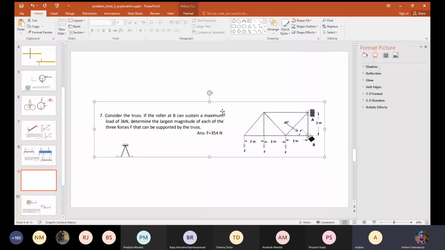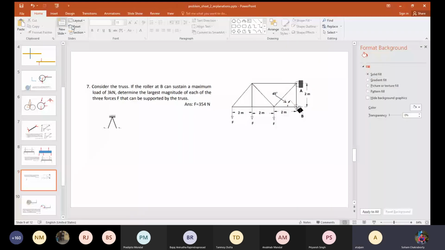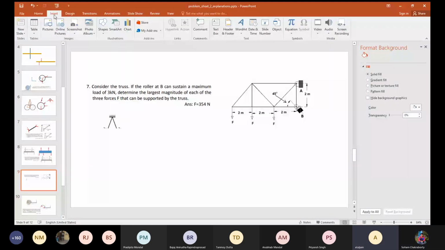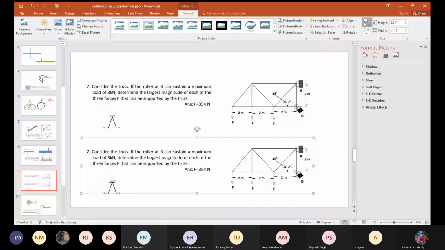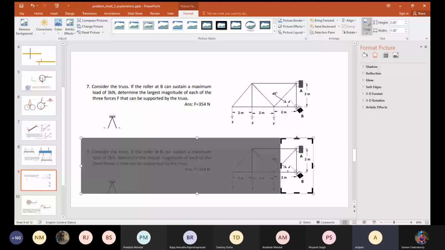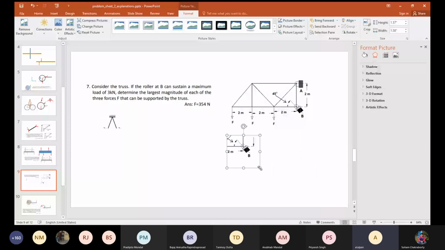Sir, my answer is coming 353.5 Newton, but the given answer is 354. Very likely that you are right. So let me zoom to this part where you have problems. I have zoomed the part where you are saying you have doubts.